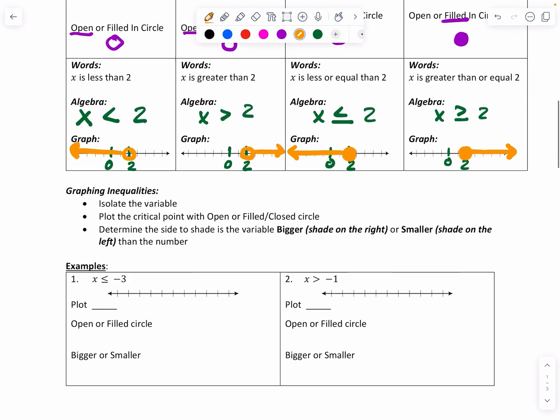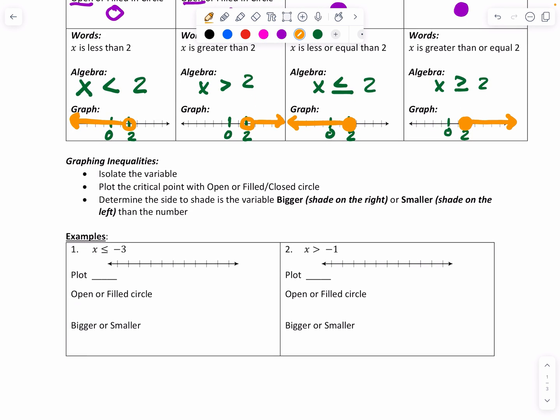Okay, so when you are graphing inequalities, these are the steps. First, you want to isolate the variable, so get x by itself. Then you're going to plot the critical point, that's your number. You're going to decide if it's an open circle or a filled in circle. Then you will determine the side to shade. So if it's bigger, you're going to shade to the right. If it's smaller, you're going to shade to the left.